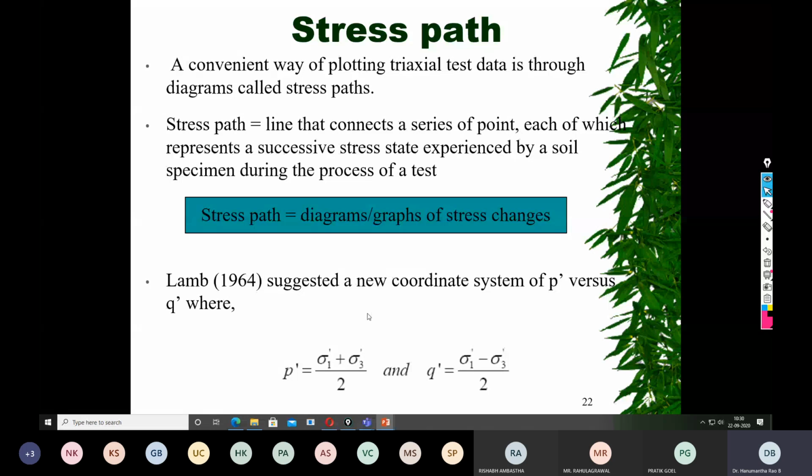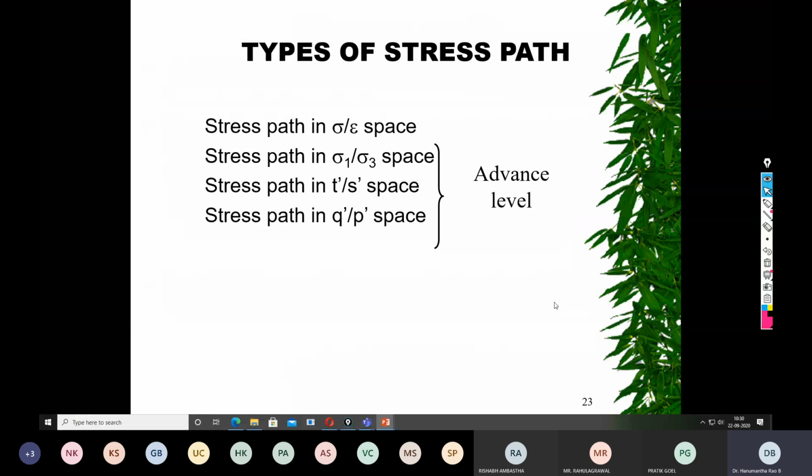Lambe in 1964 suggested a new coordinate system of P' versus Q'. The ideal way of understanding this is converting the Mohr circle from a circular state to a linear state. So when you talk about P' and Q', we no more talk about Mohr circles, but their equivalent in terms of P' and Q'.